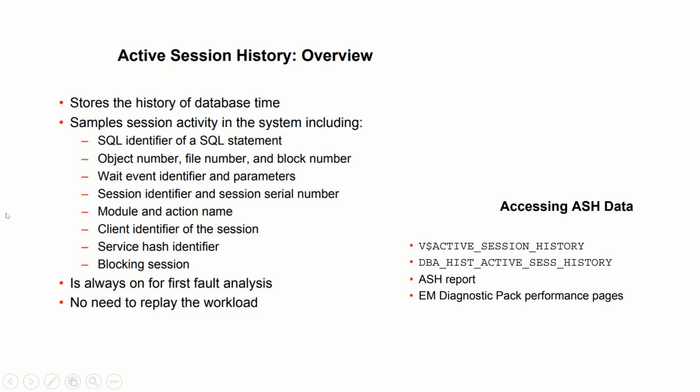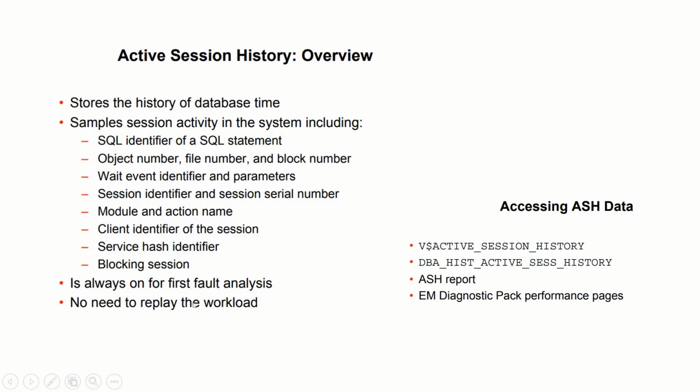The first thing is the sampled session activity in the system, including the SQL identifier of a SQL statement, object number, file number and block number, wait events, module and action name, client identifier, service hash identifier, and blocking sessions. There can be multiple case scenarios, and you can identify these many things from the ASH report. If any SQL statement is long running or creating a performance issue, you should directly generate the ASH report rather than the AWR and ADDM reports. Anything related to performance or a SQL query, go and get the ASH report in advance and do the analysis then and there.